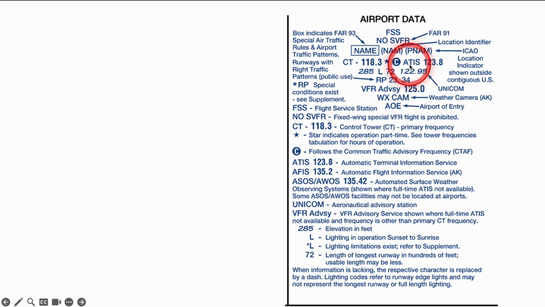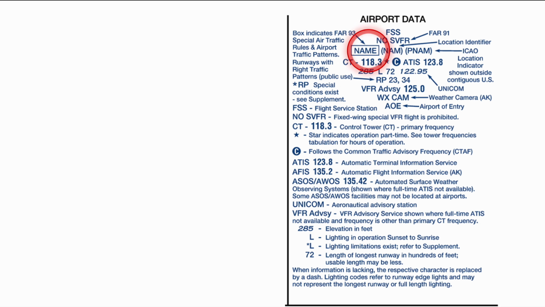Airport data. So airports have information like control tower frequency, ATIS frequency, runway length. If a traffic pattern is non-standard, it will tell you all in this little block of information. So it's a lot of information that's condensed into a small area. And so you can see the amount of information provided in order to decipher this little block of information. So it's really good to practice, pick random airports, try to interpret what that information is saying, and then check yourself using the chart legend.